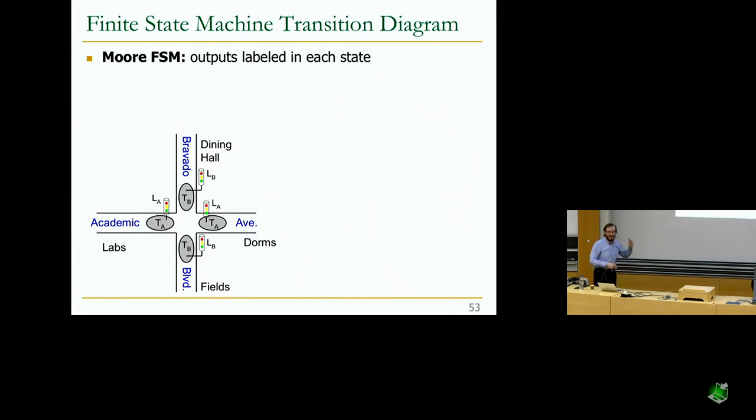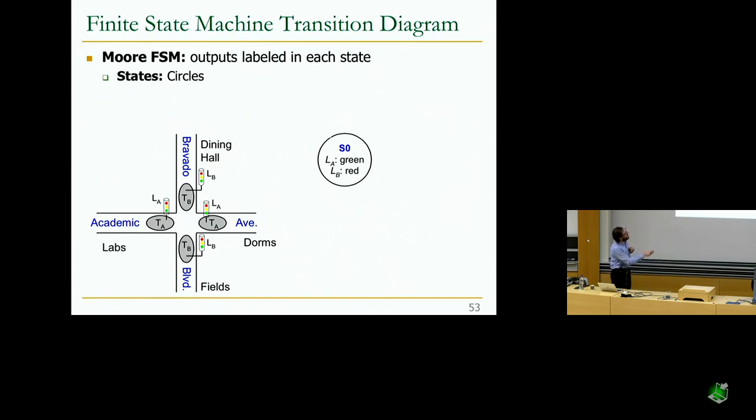We're going to look at Moore FSM first, and I'm going to give you a break after we're done with this example. So hang on, it's going to be a fun example. Basically, Moore FSM outputs are labeled in each state. States are our circles. So this is one state, for example, state zero.